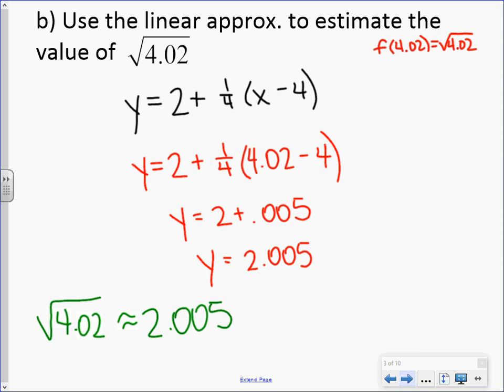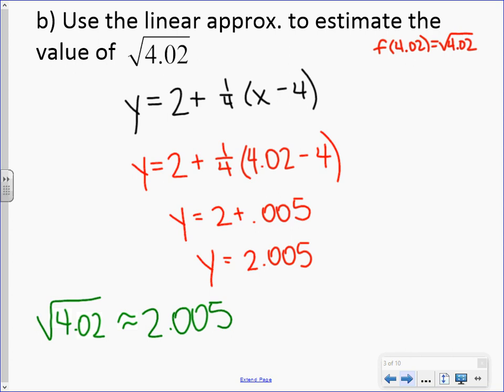Why? Let me ask a different question. If I asked you to approximate the square root of 6 with this tangent line equation, would it be accurate? No. Not very. So why is this pretty accurate? Because it's close to the x value of the slope. It's pretty darn close to the x value that is on our curve.